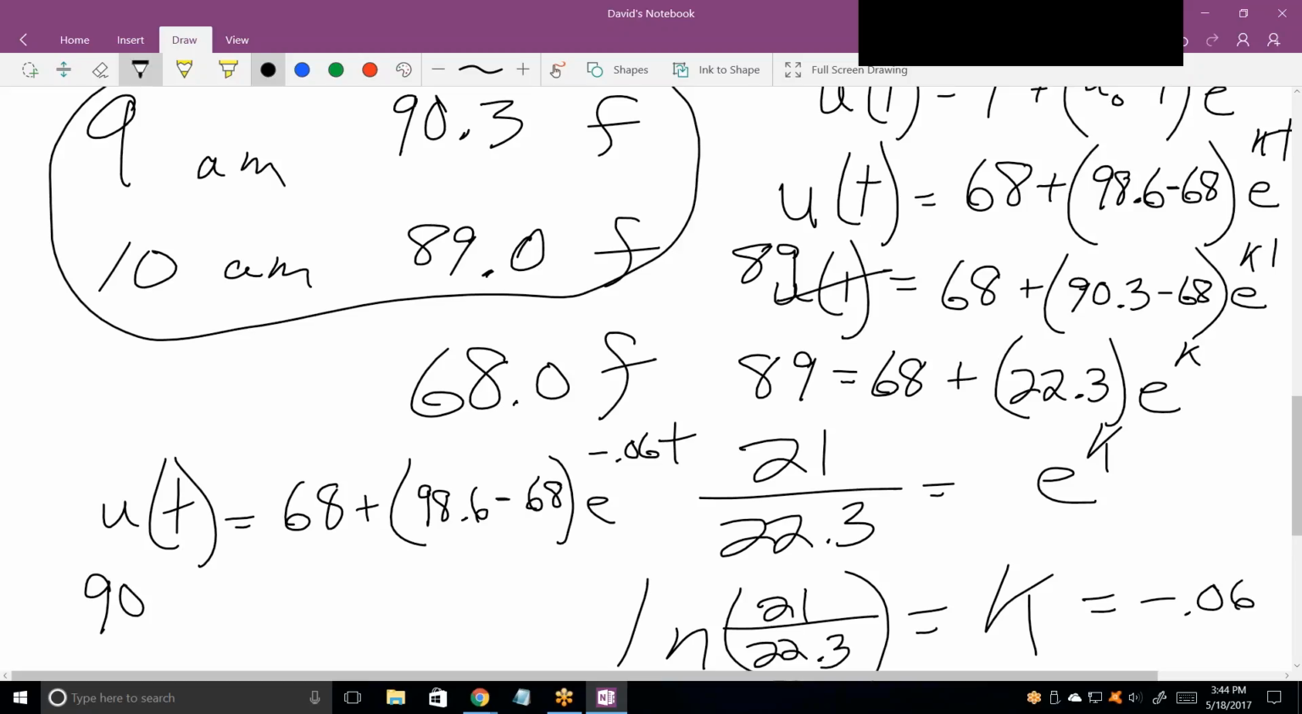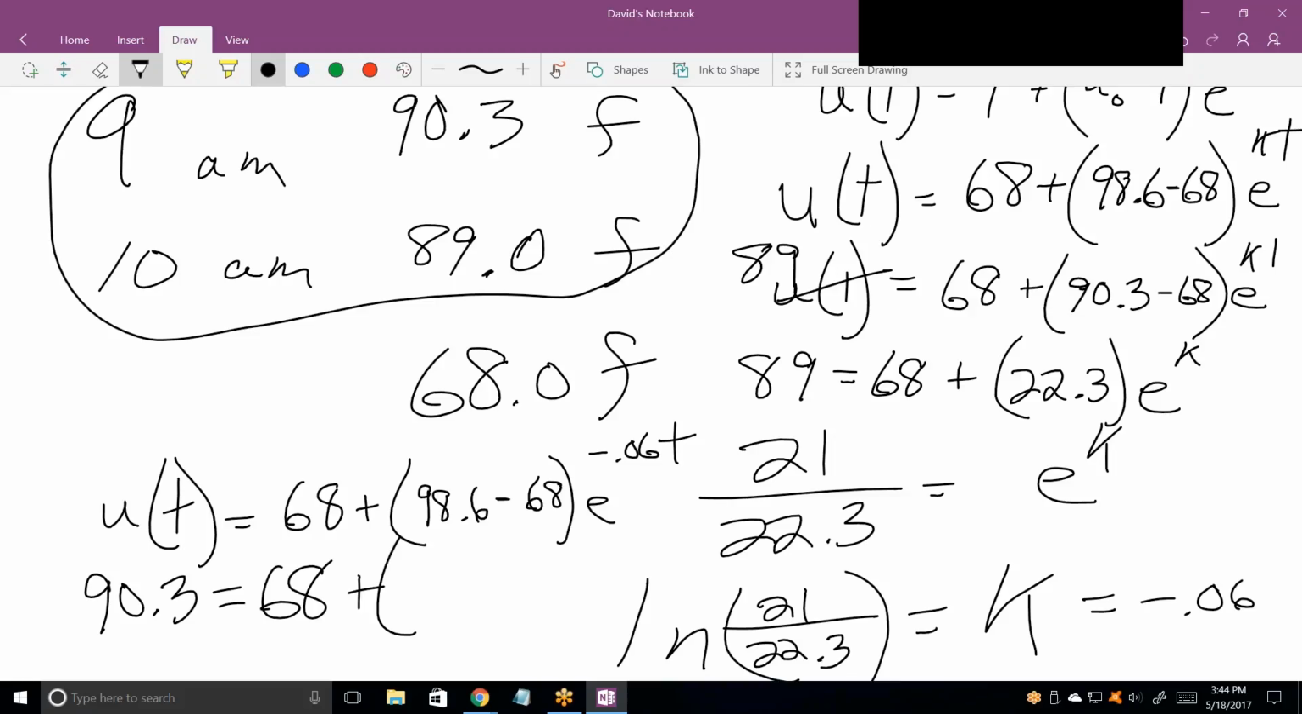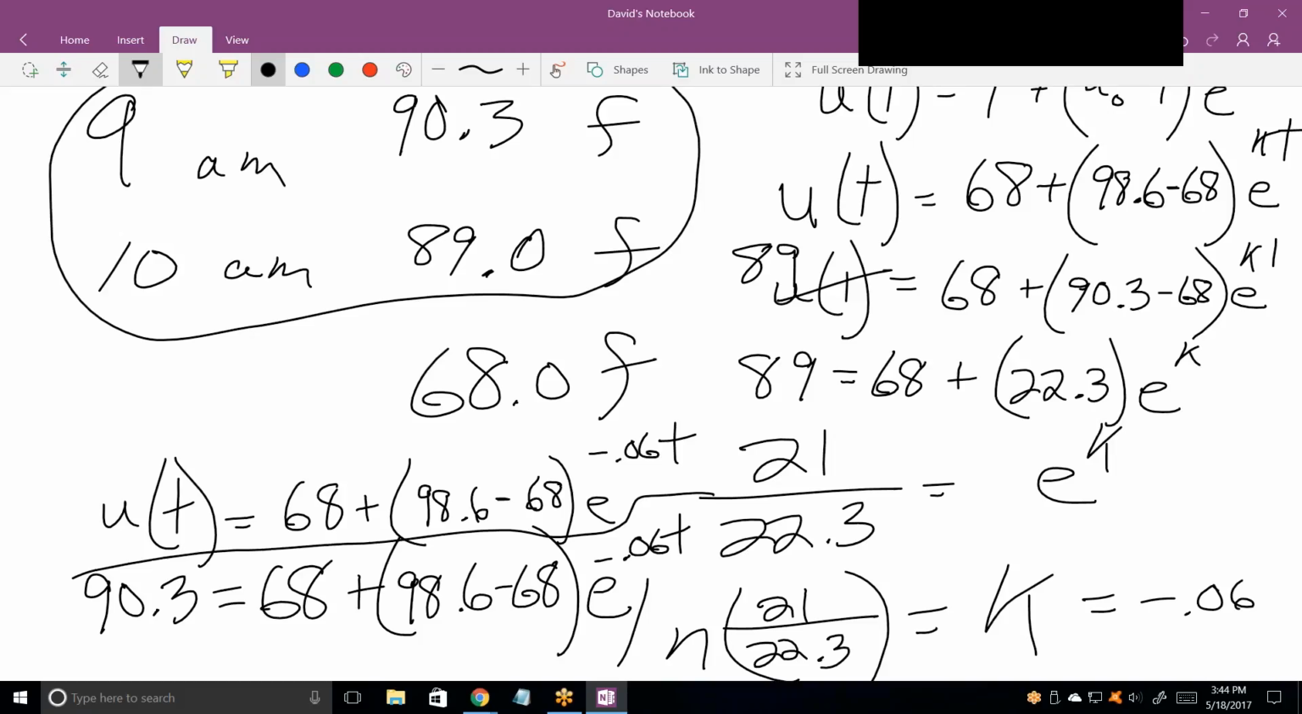So 90.3 goes over there, equals 68 plus the starting 98.6 times e to the minus, and we've solved for k. So there's our equation right there, and there's only one variable in that, t. So we're going to be able to come up with a t, which will tell us how many hours passed between the living body and the dead body that was discovered at 9 a.m.